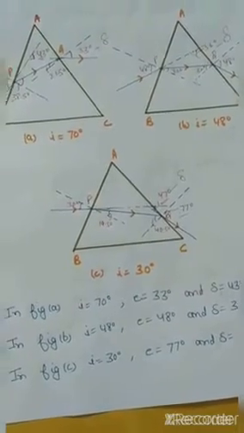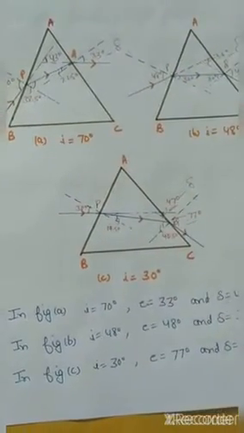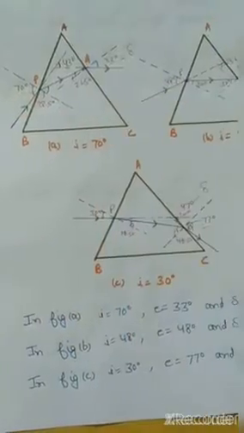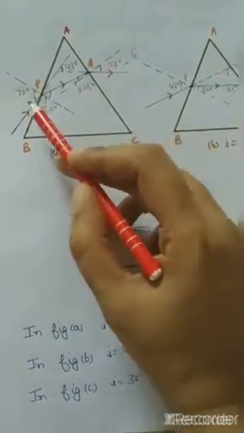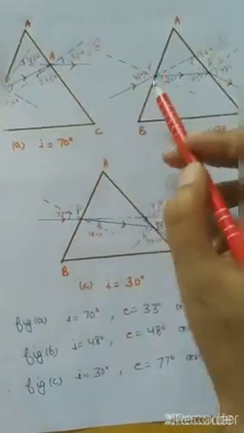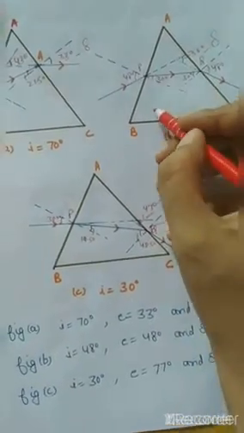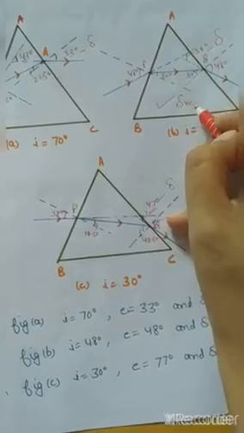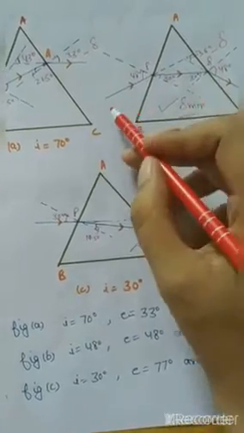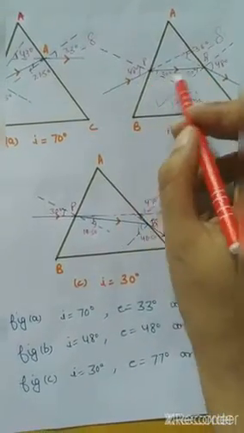Now you check in which case you are getting the angle of incidence equal to the angle of emergence. So here you can see that this is 70, this is 33 degree, this is 48 degree, this is 48 degree. That means this will be the case of minimum deviation. In this case the ray of light becomes parallel to the base of the prism.